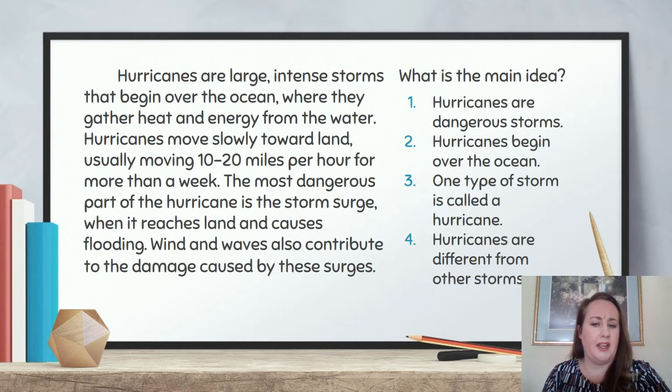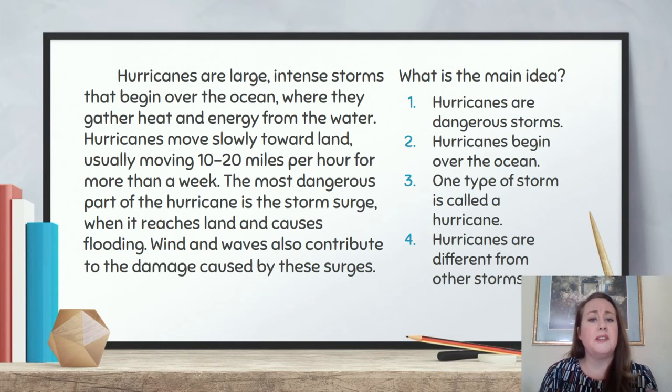Okay, but look at 3. 3 is similar to number 4, where it says one type of storm is called a hurricane. With that one, yes, we are talking about hurricanes, and we are talking about facts about hurricanes, but we're not just talking about storms in general. Okay, so 3 would not be it. All right, so let's look at 1 and 2.